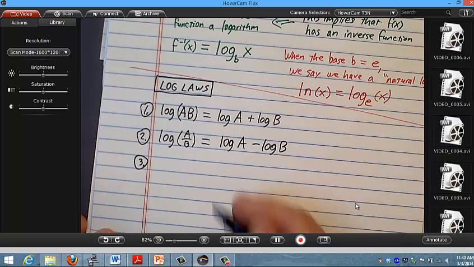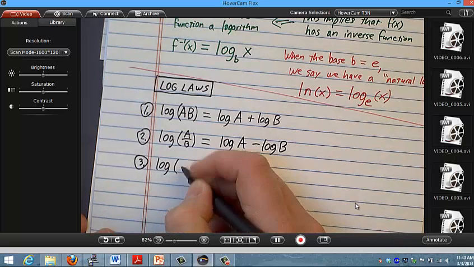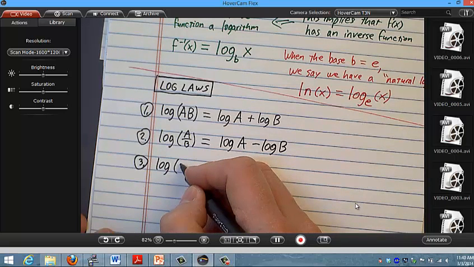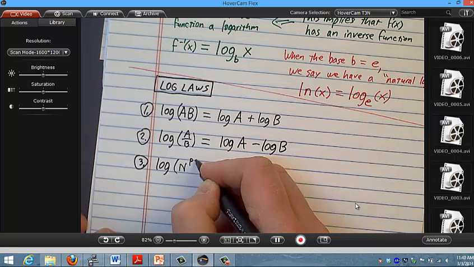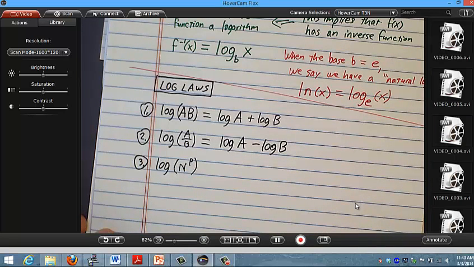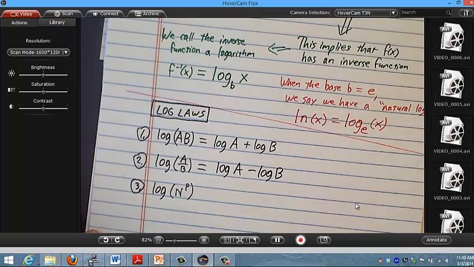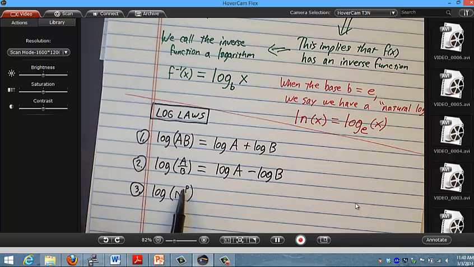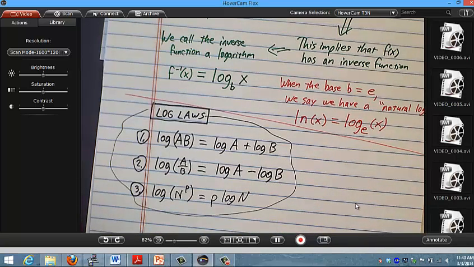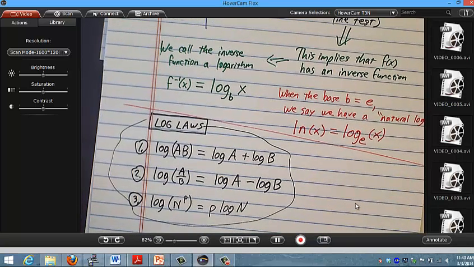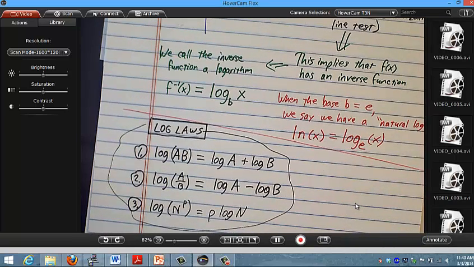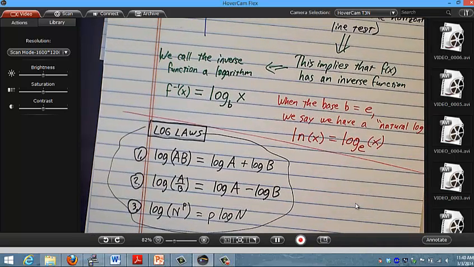And that is if you have the log of some number, let's say n, to a power, n to the p power. What happens is you can take that exponent and bring it out front. And so you get p times the log of n. These are the log laws that I'm sure you learned in some pre-calc class or college algebra class. Those are going to come into play. We'll see if that is what you're talking about or something different.